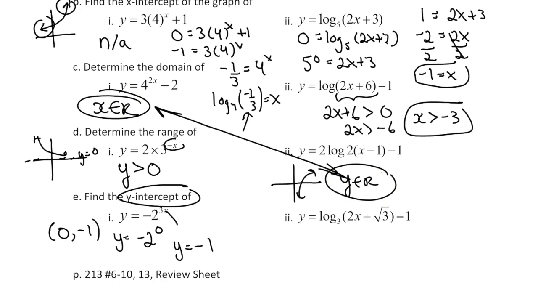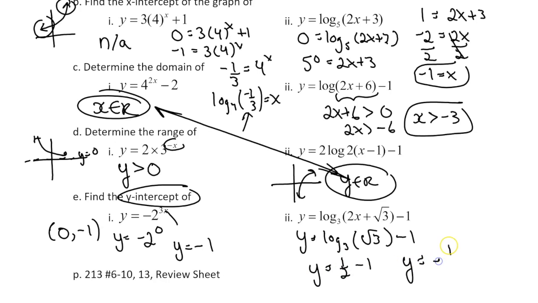Find the y-intercept. You can find the y-intercept by putting in 0 for x. And then you'd be left with something like that. So what's log base 3 of root 3? That would just be like saying 1/2. So 1/2 subtract 1. So y equals negative 1/2. That would be your y-intercept right there.